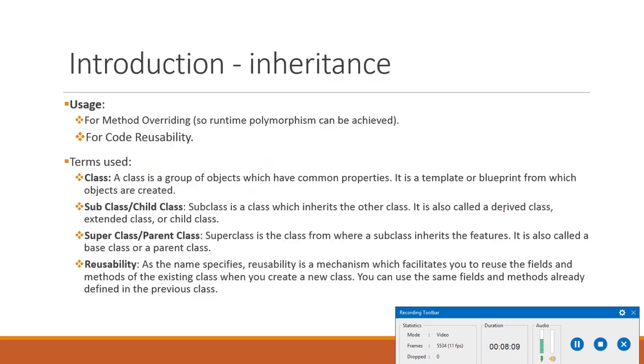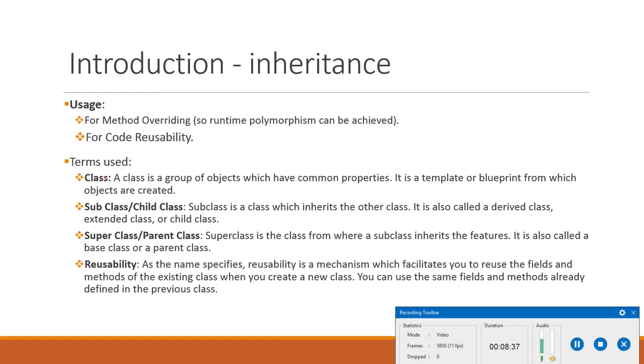So why do we need it? We may need it for method overriding so that we can achieve runtime polymorphism. What is runtime polymorphism? We will understand it later. Basically, we use it for code reusability, because it is always nice if we can reuse something that already exists rather than creating the same thing over and over again, so as to minimize our time.